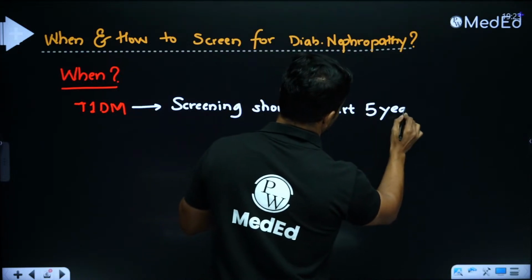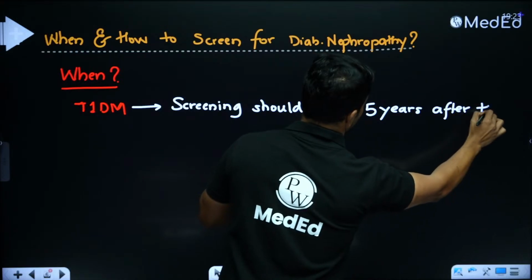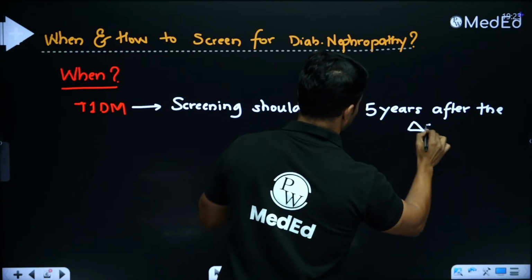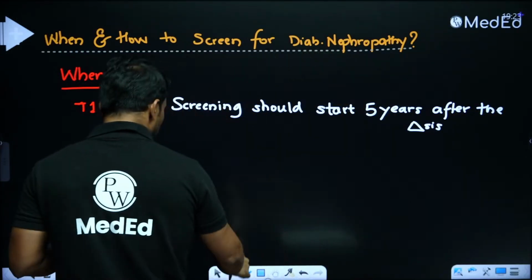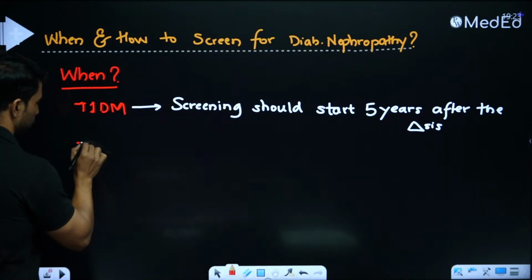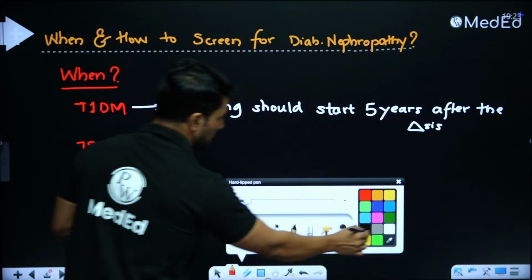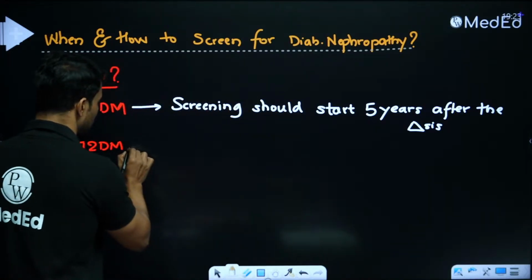5 years after the diagnosis. But what if I'm dealing with the type 2 diabetes mellitus patient? If I'm dealing with type 2 diabetes mellitus patient, we know that type 2 are generally asymptomatic.